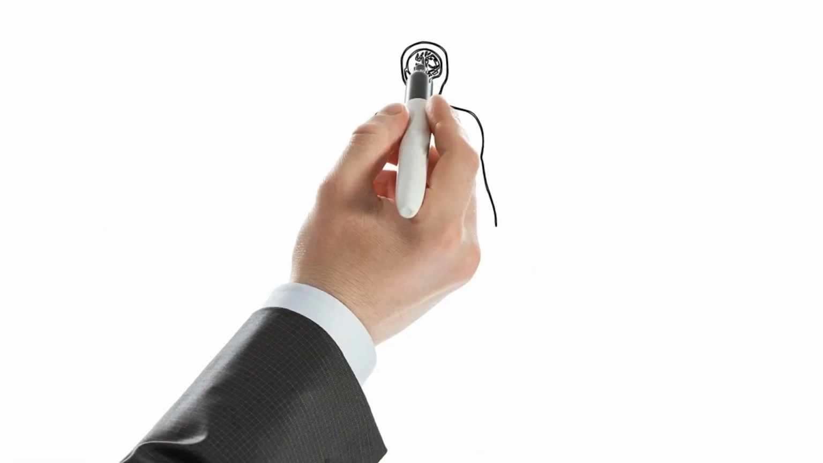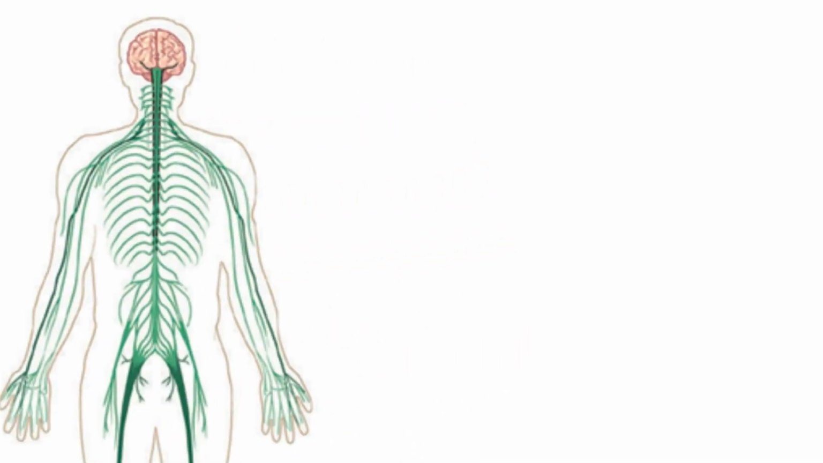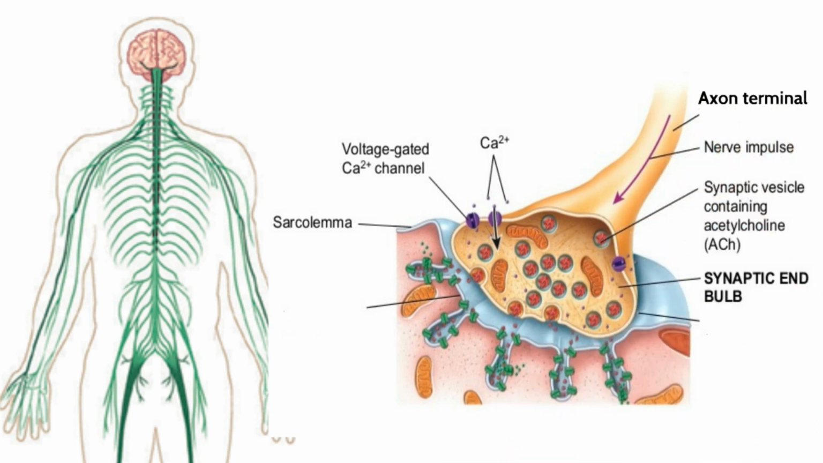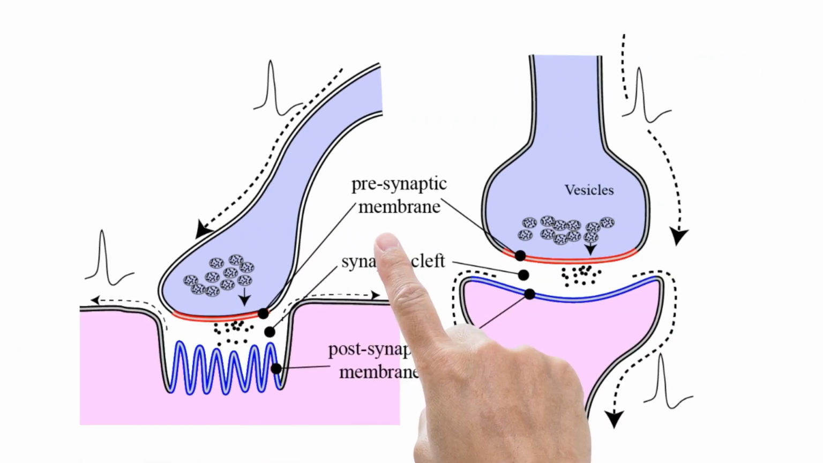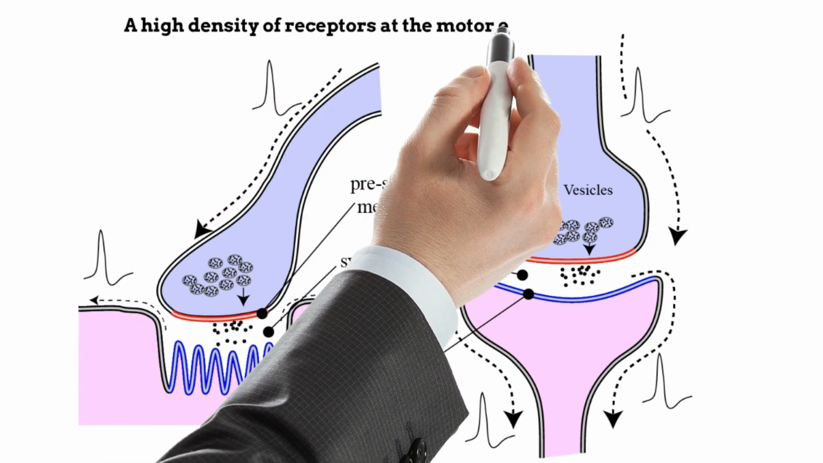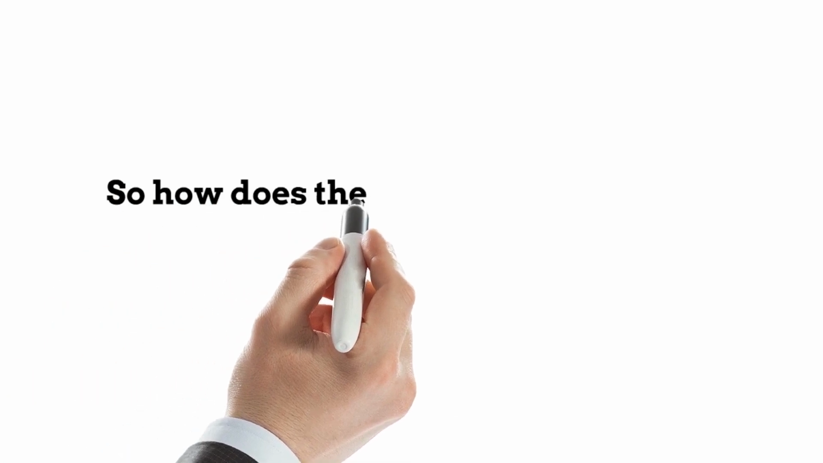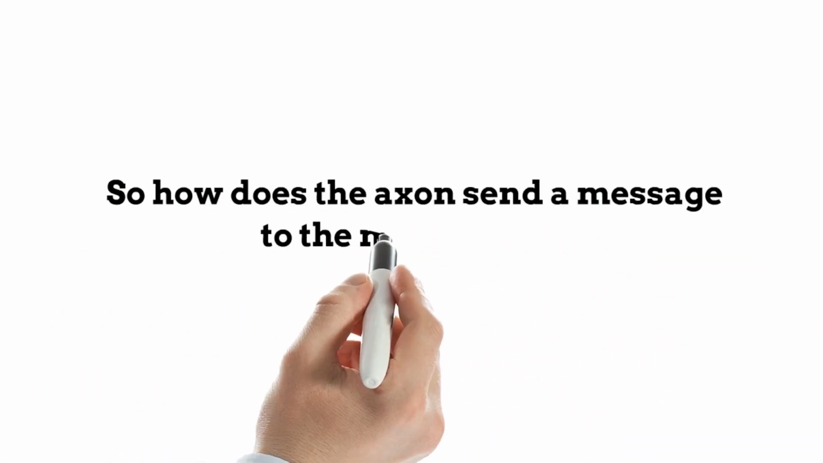The neuromuscular junction, the junction where motor neurons signal to muscle cells, includes the axon terminal, the synaptic cleft, and the postsynaptic motor end plate on the muscle cell. The motor end plate provides a large surface area to offer a high density of receptors, ion channels, and acetylcholinesterases. So how does the axon send a message to the muscle cell?